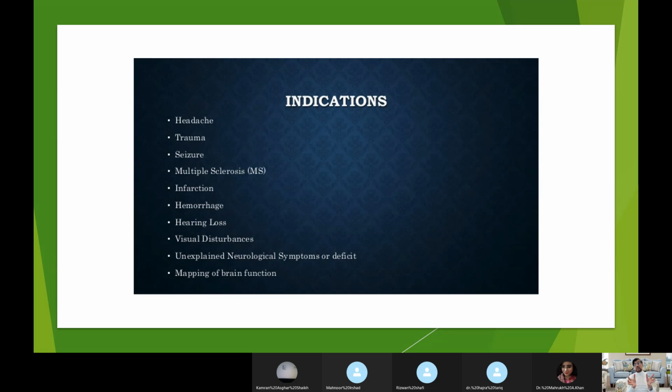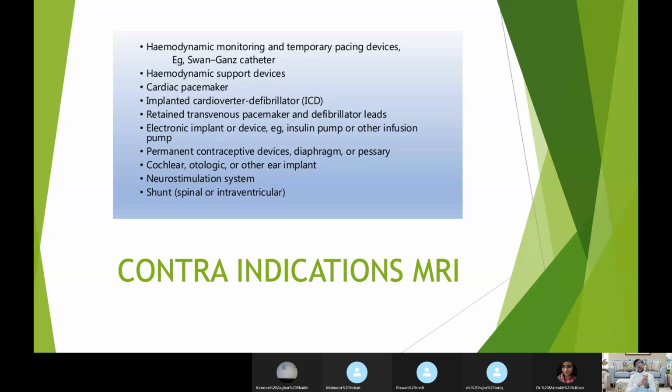So I'll be clear whether it is because of some structural brain damage or it is because of functionality of the brain, which comes under my domain, and should I give them psychotropics or not. This is the ideal situation for an MRI, and this is what we want. Now, contraindications of the MRI.